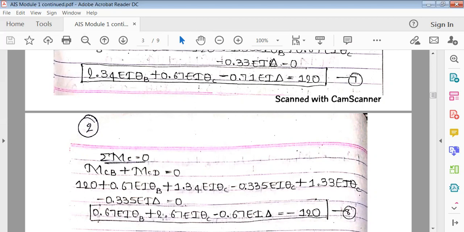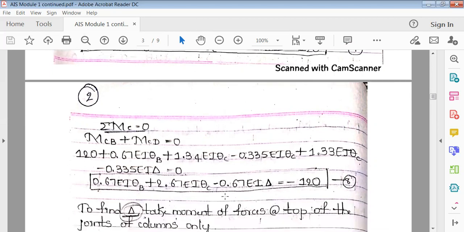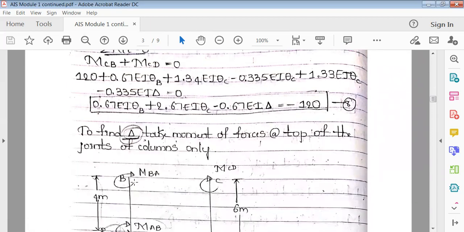Okay, if there are three unknowns, there should be three equations. So right now you have only two. To find the third equation, we'll find this delta value. To find this delta value, we'll take the moment of all the forces at the top of the joints.